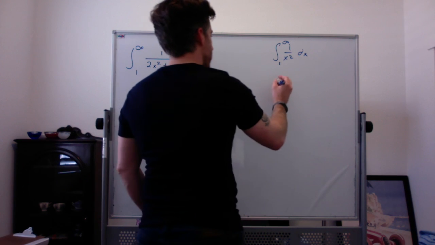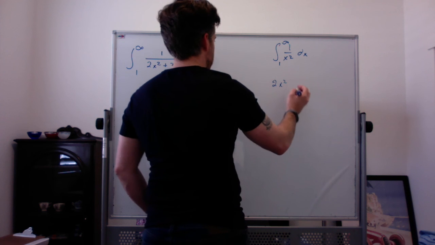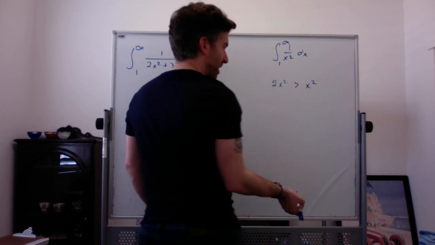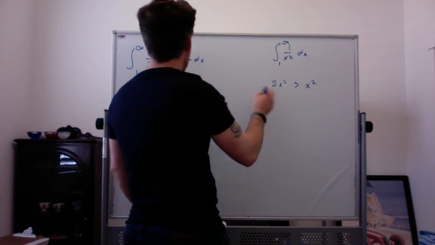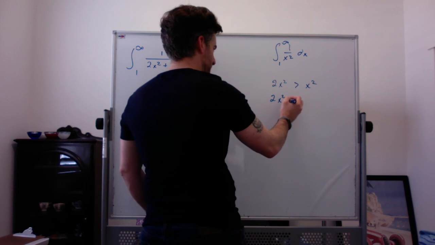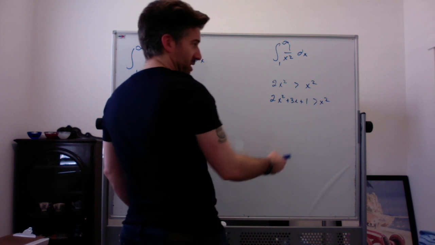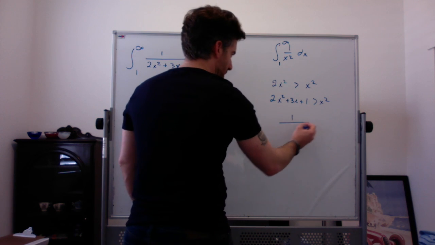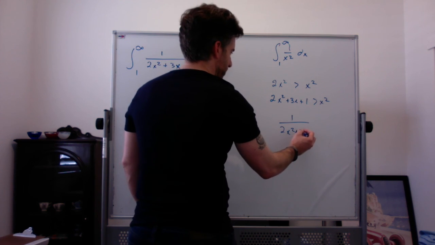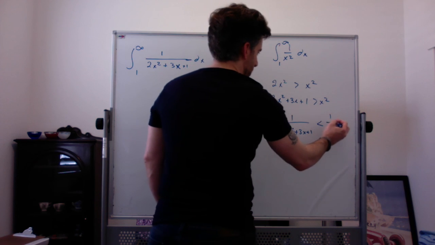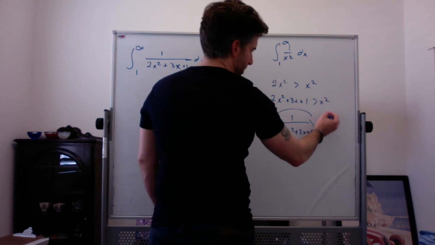Because I know that 2x squared is bigger than x squared when x is positive, right, when x is bigger than 1. And so if I add more positive things, 2x squared plus 3x plus 1 is bigger than x squared. And so if I take the reciprocal, the order of the inequality changes so that this fraction is less than this fraction.